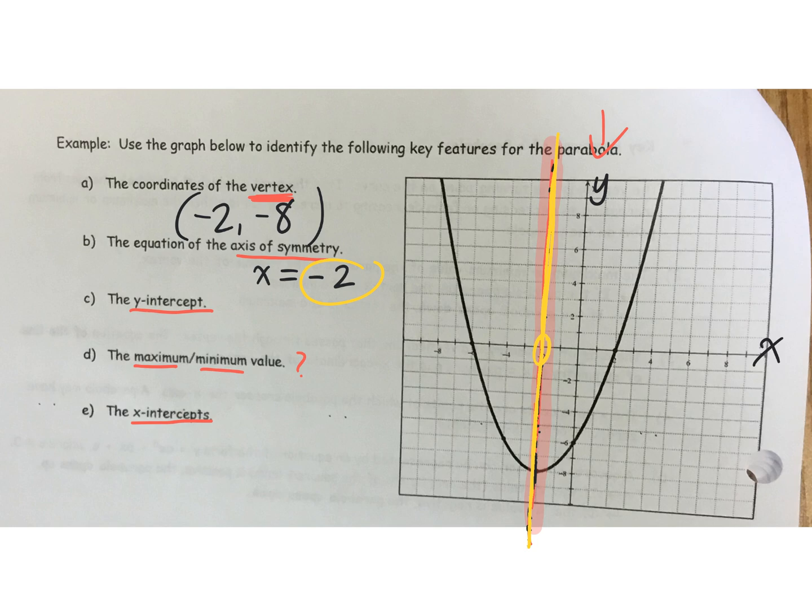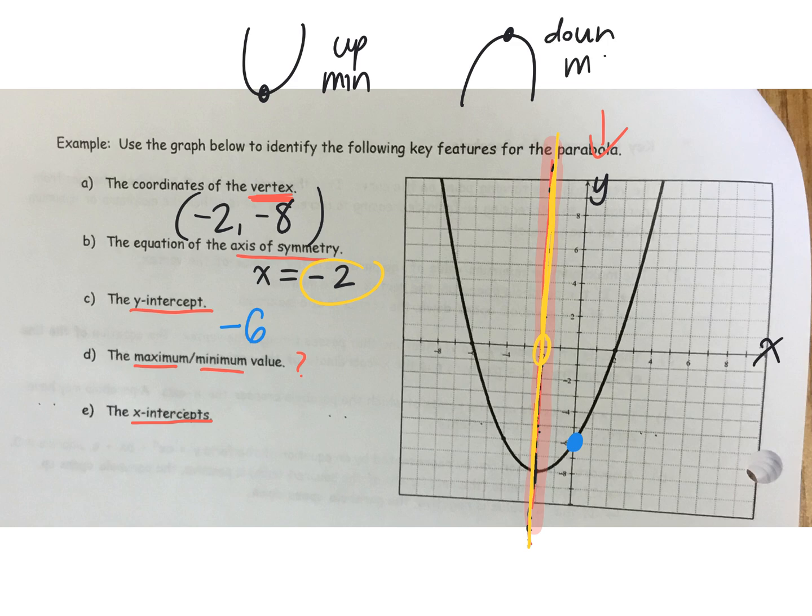The y-intercept is the point where the parabola hits the y-axis. So it's right here. Where does it hit the y-axis? -6. Does it have a maximum or minimum value? If it opens up, put this on your paper, it has a minimum value. If it opens down, it has a maximum value. So the lowest point, the minimum value, is where? If you're not sure, you can look at the graph, or you can just use your vertex. Which value of the vertex is it? -2 or -8? -8. So the minimum y value equals -8. Raise your hand if you got that one.